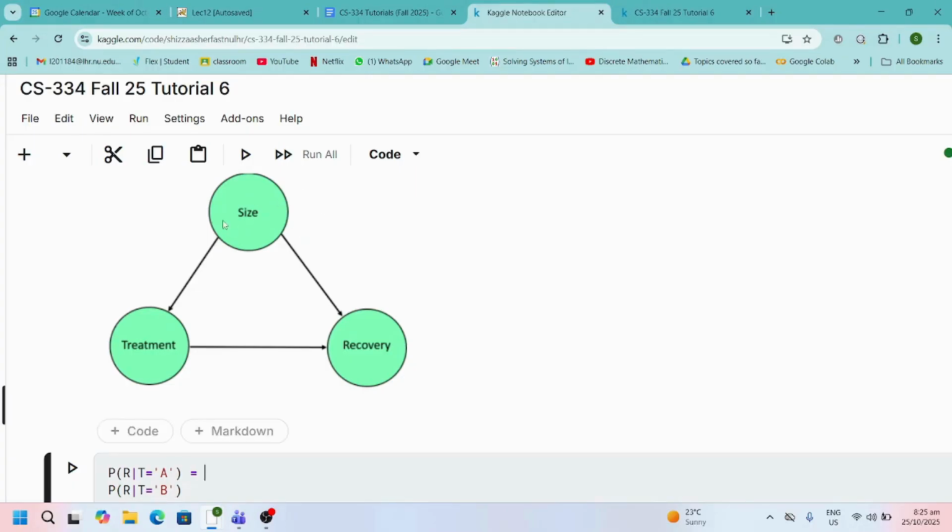While what am I doing? I'm controlling for size. So this will be equal to the probability of recovery given that the treatment is A and the size is small, multiplied by the probability that the size is small.